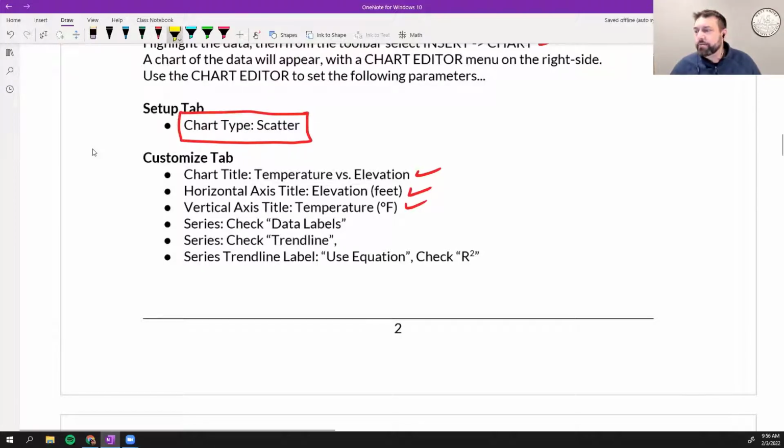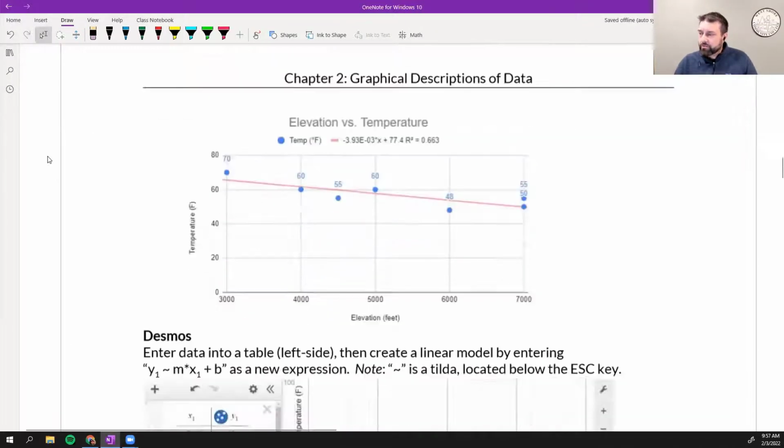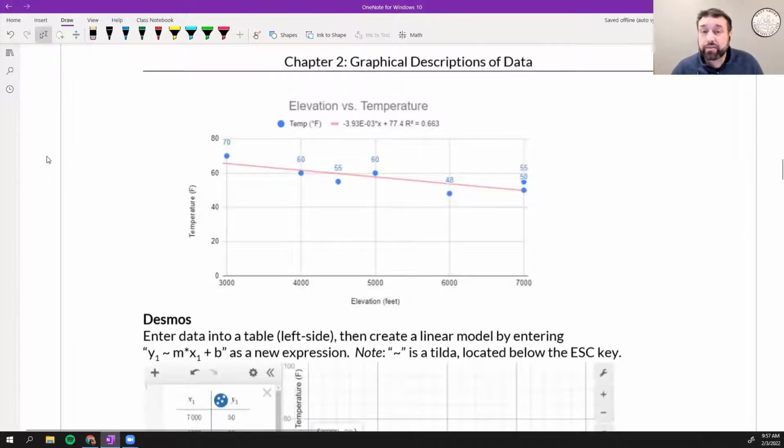Don't forget that. But here are some new things: data labels, trend lines, use equation, and R squared. These are new things that we haven't seen before in our graphs, and we're going to explore that today. We're going to get all kinds of mathy as we learn about that. Okay, so this is essentially what the graph would look like. We'll show you how to do this. This is a picture of the graph. So here are all of your data points, right?